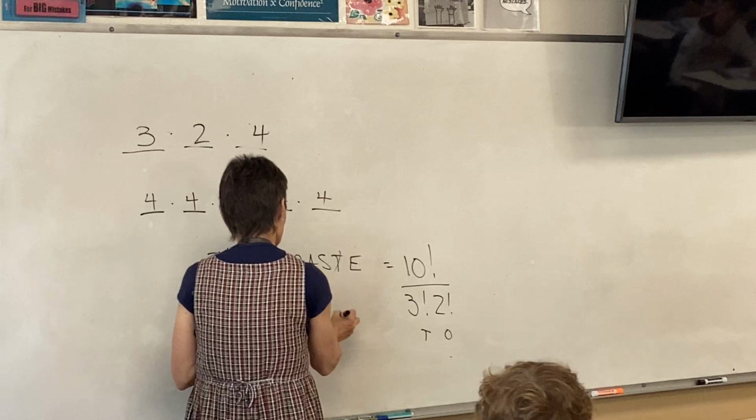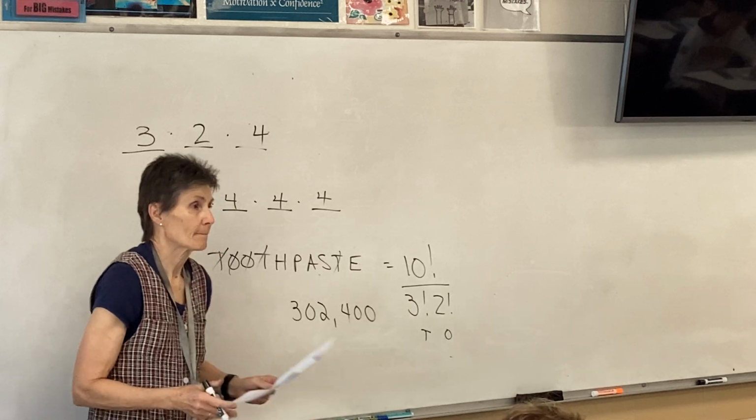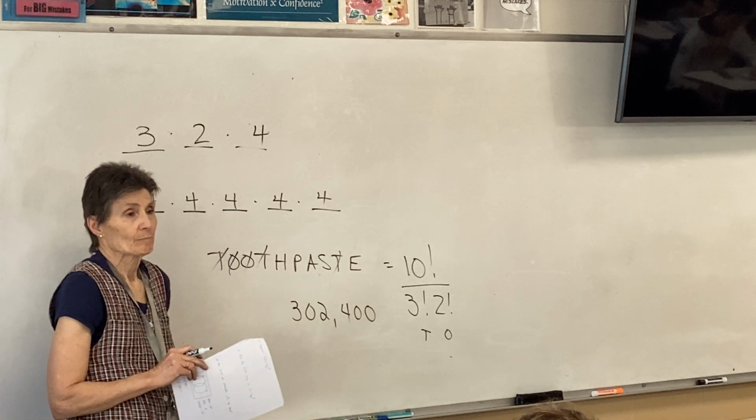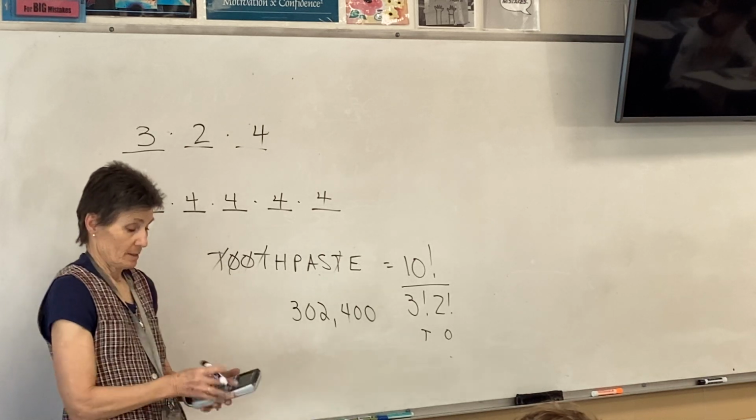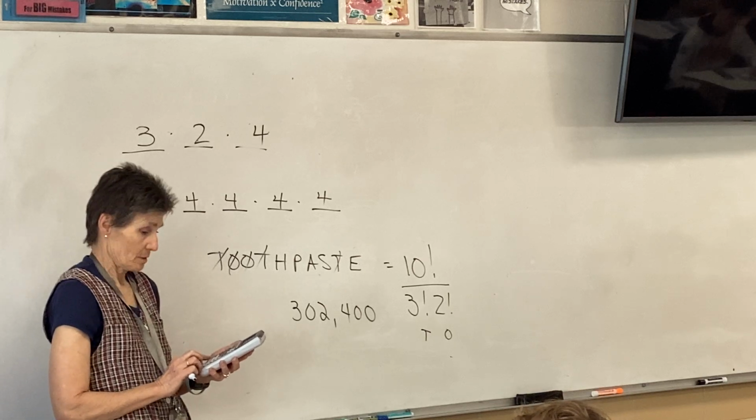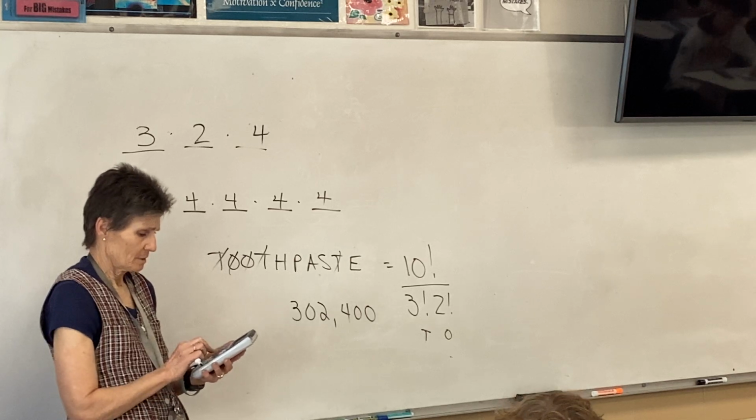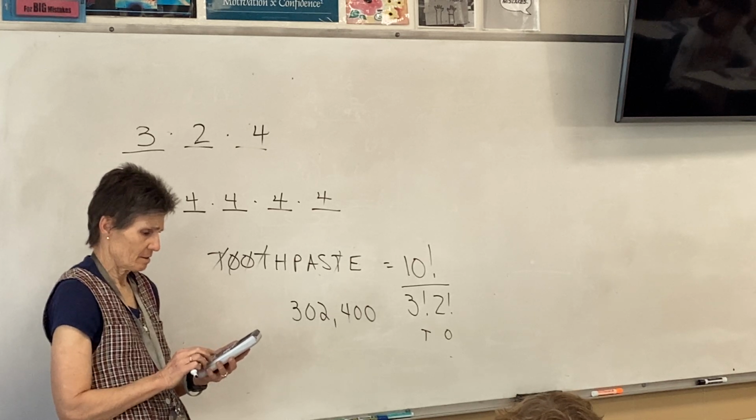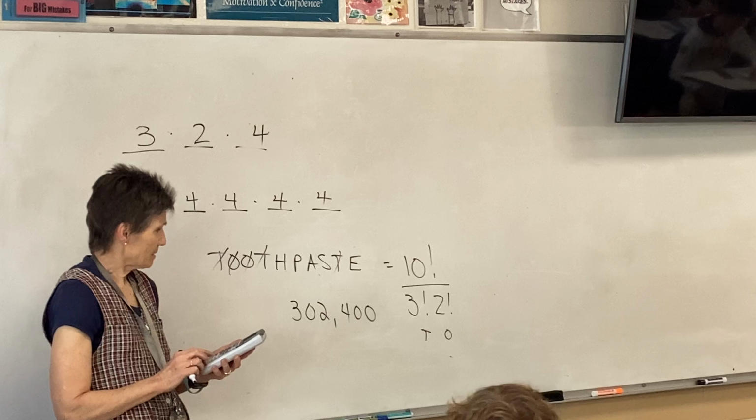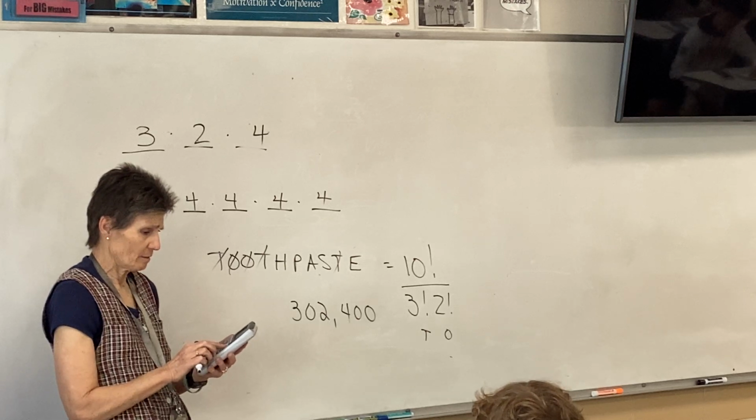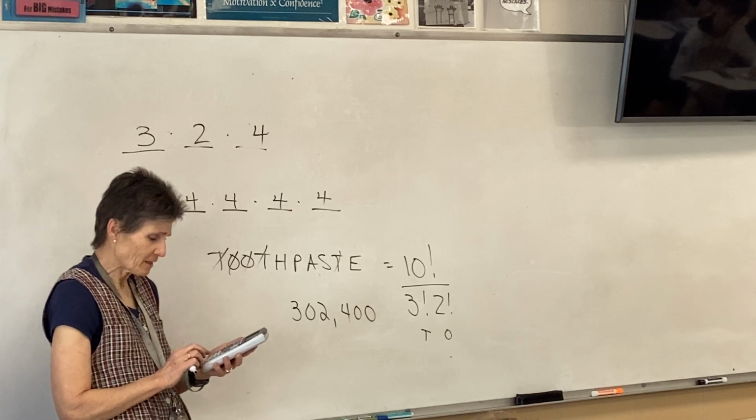Did you get 302,400? Carson, is that right? I didn't get that, let me try again. I think that's right. What'd you get? 10 factorial. I got 1 million. Divided by 3 factorial. Oh, you gotta divide each of them? Oh my gosh, yes, you have to divide by each of them.